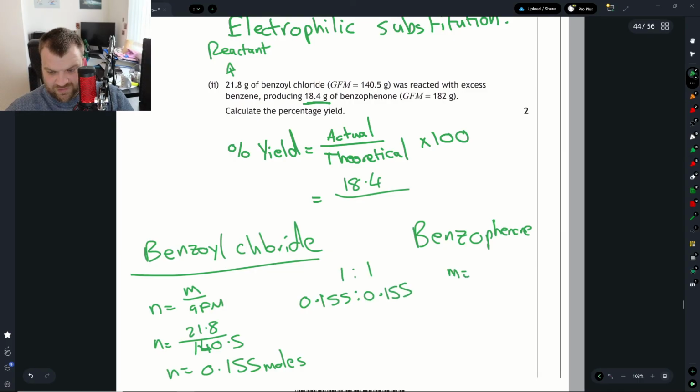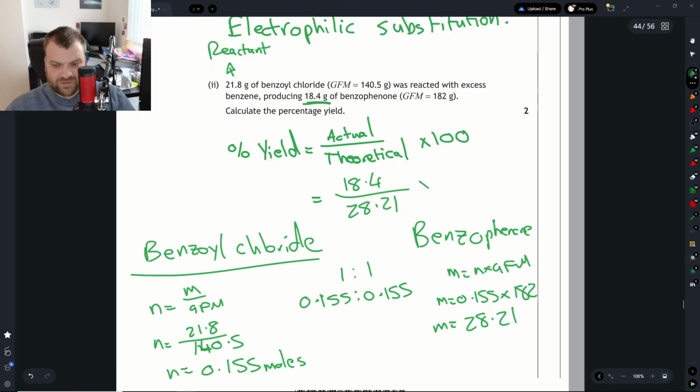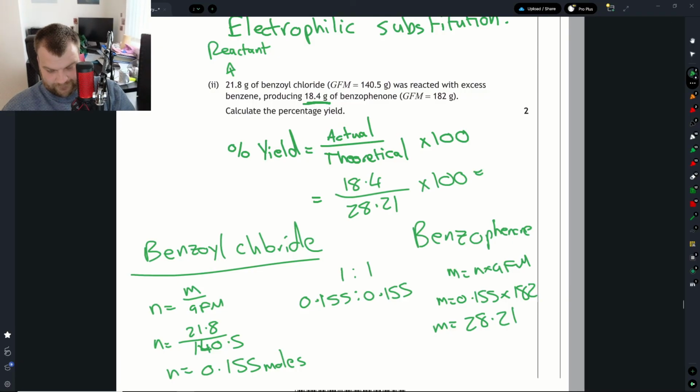And we want to work out the mass, which is n times GFM. So the 0.155 times 182 gives us 28.21. Pop that in as our theoretical. It needs to be times by 100 to give us our final answer. 65.2%.